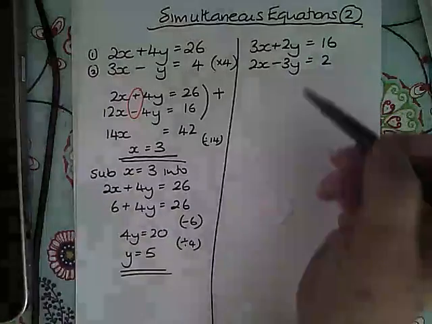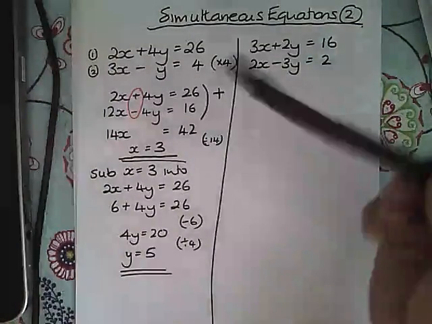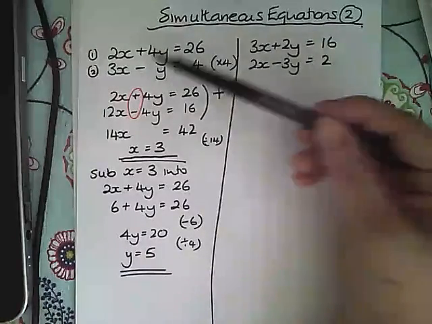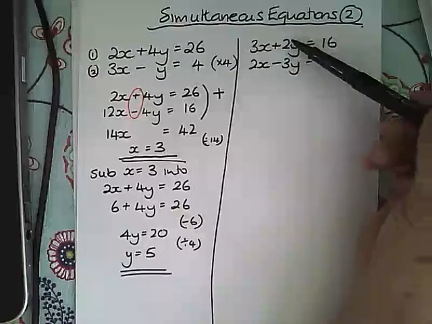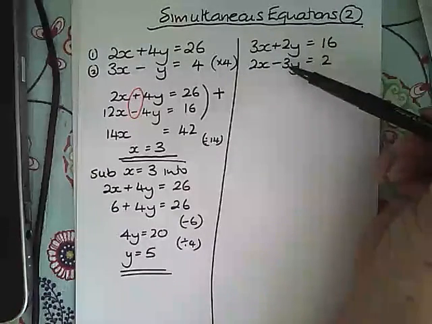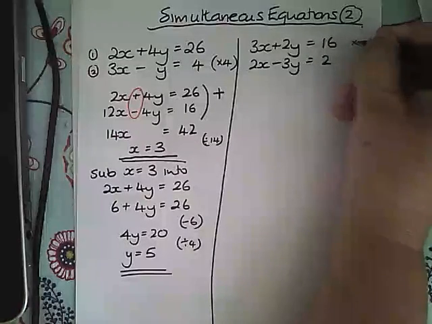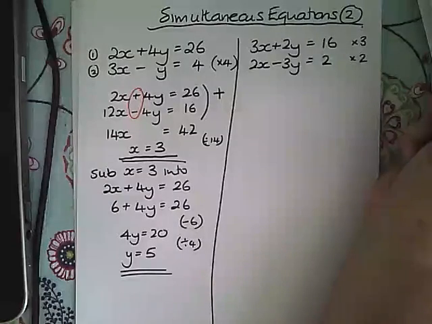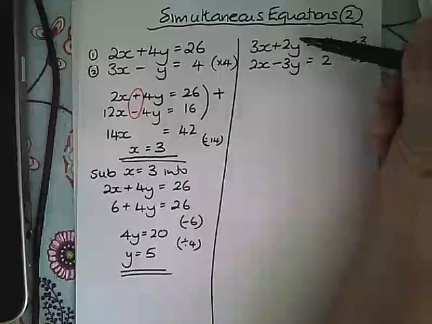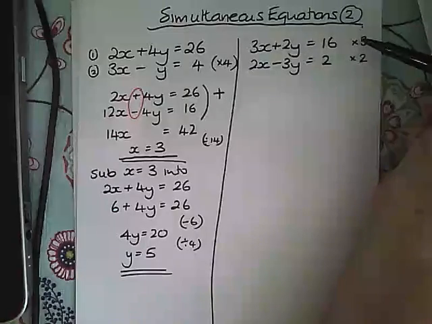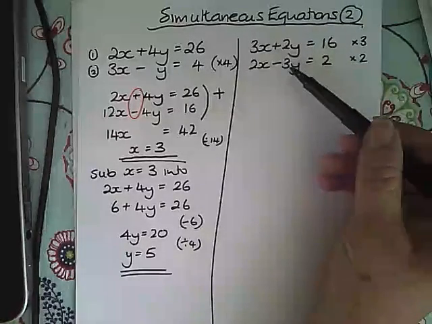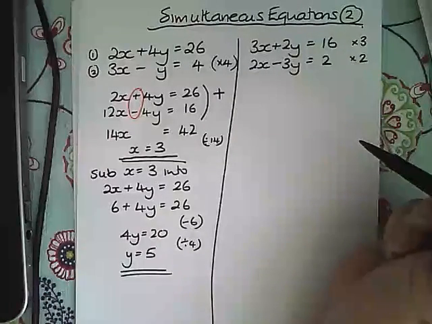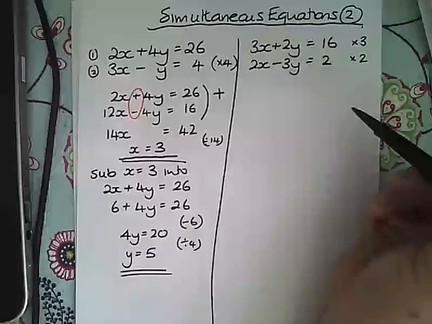Let's have a look at this second example. This time, on the first one, we only had to change one of the equations to match up the y values. Here, in order to match up the coefficients of y, I'm going to times the top equation by 3 and the bottom equation by 2. And I've chosen those two numbers because if I times 2y by 3, it will give me 6y. And if I times 3y by 2, it will give me 6y. And then I know that I can eliminate them if the coefficients are the same. So let's do that then.